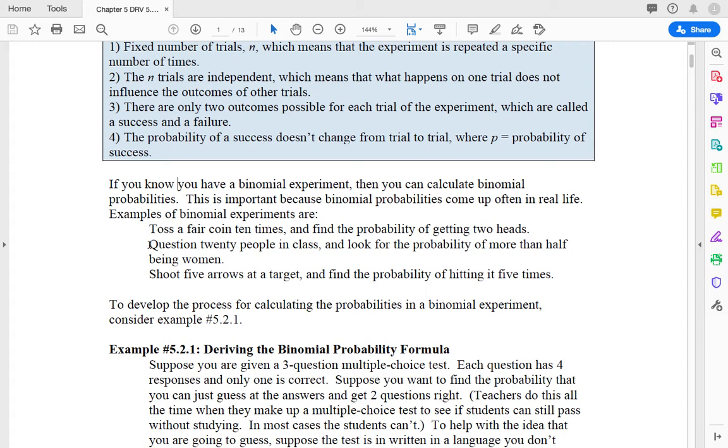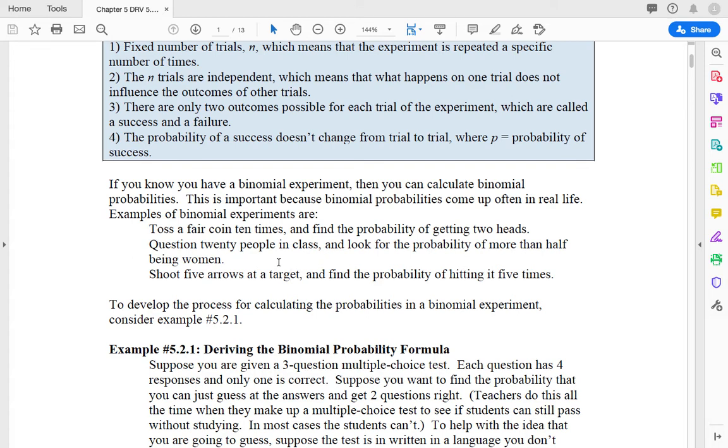Okay, this second part right here, if you question 20 people in class and look for the probability of more than half of them being women, well, okay, is that binomial? Well, there's 20 people in class. If there's 20 people, that's the fixed number of trials. Are they independent? I assume that gender is independent. If the person standing next to you is female, it doesn't make it more likely that you are female. They're just independent.